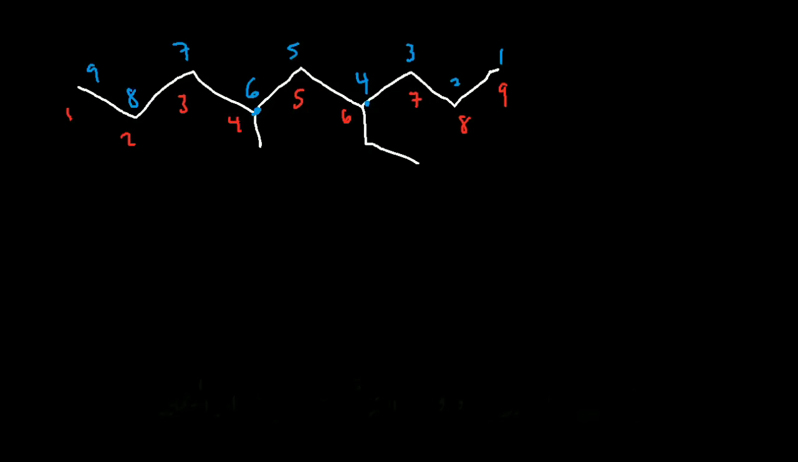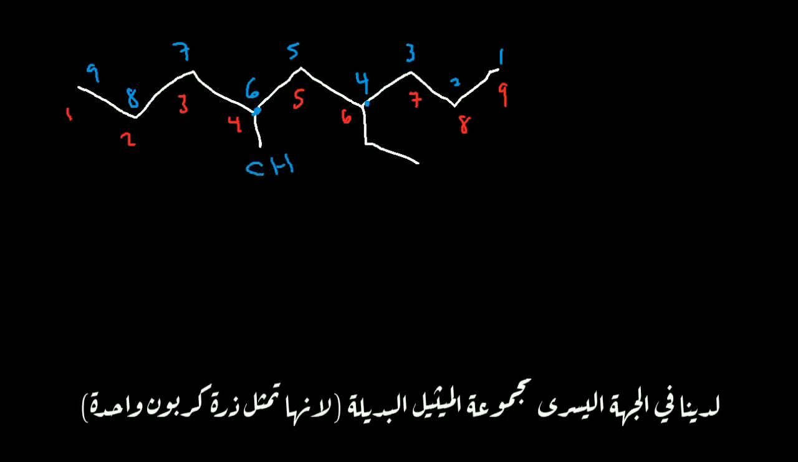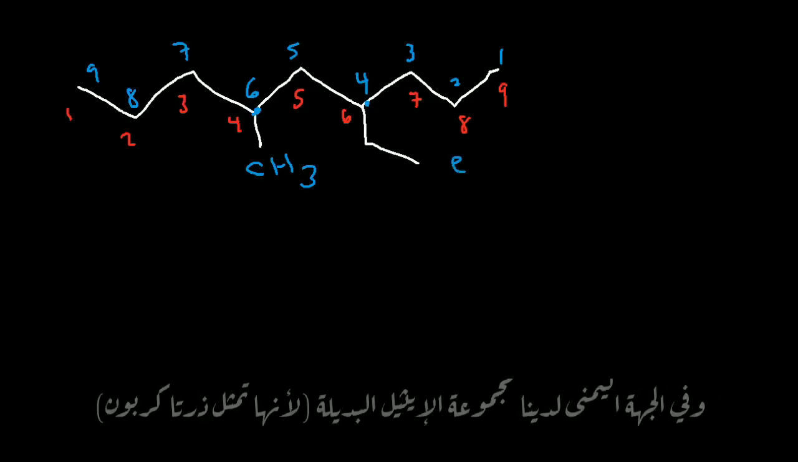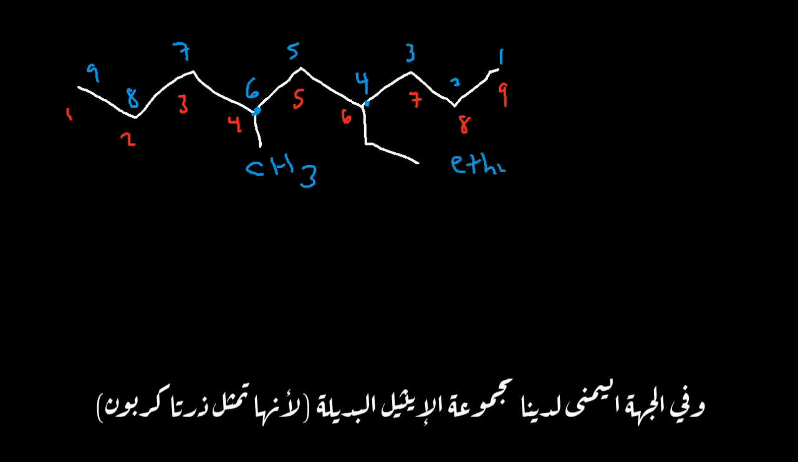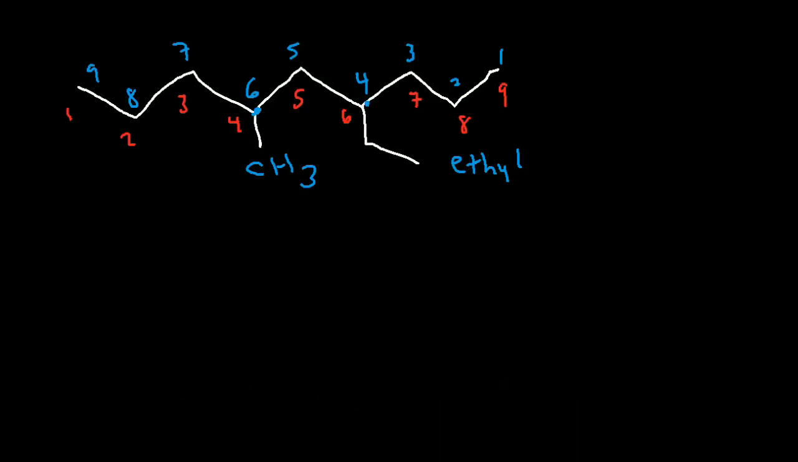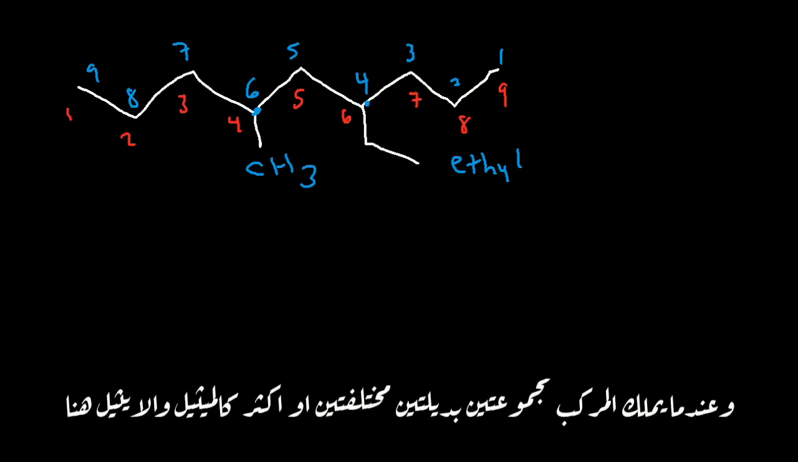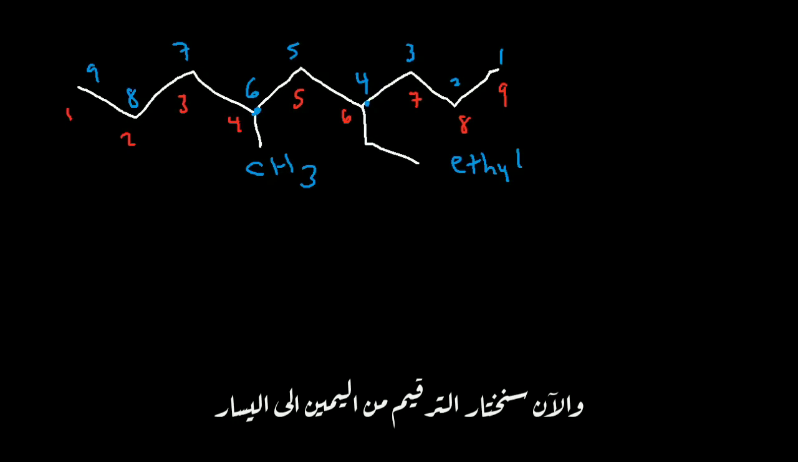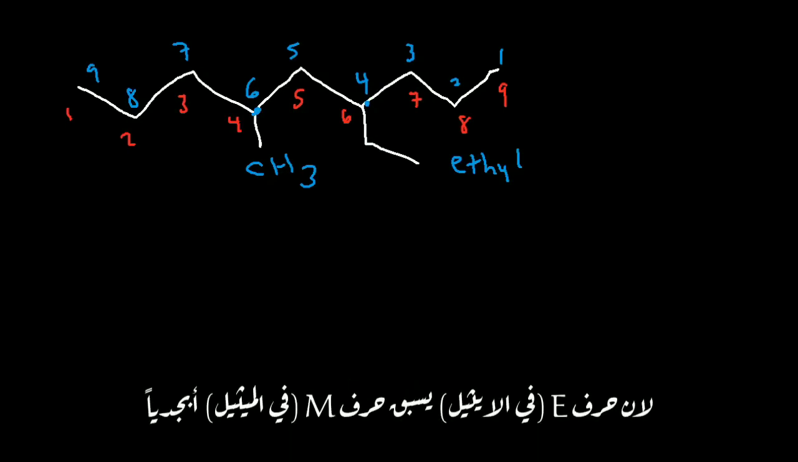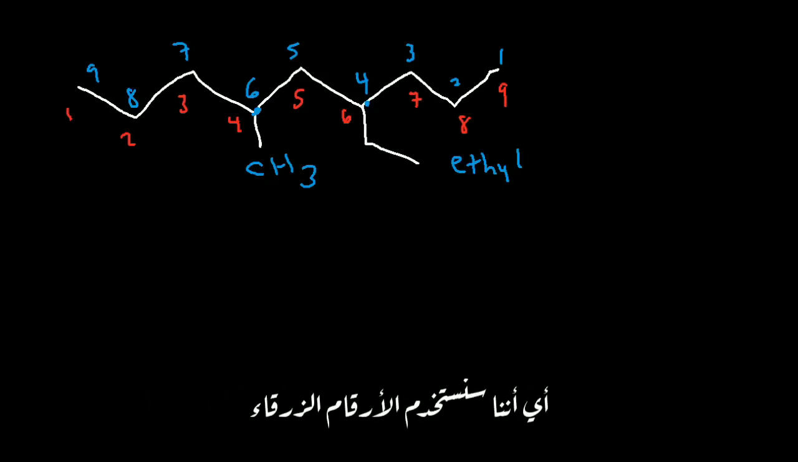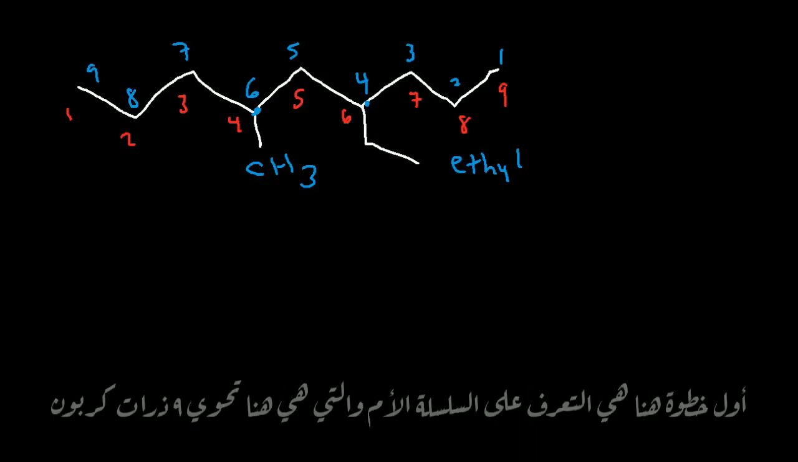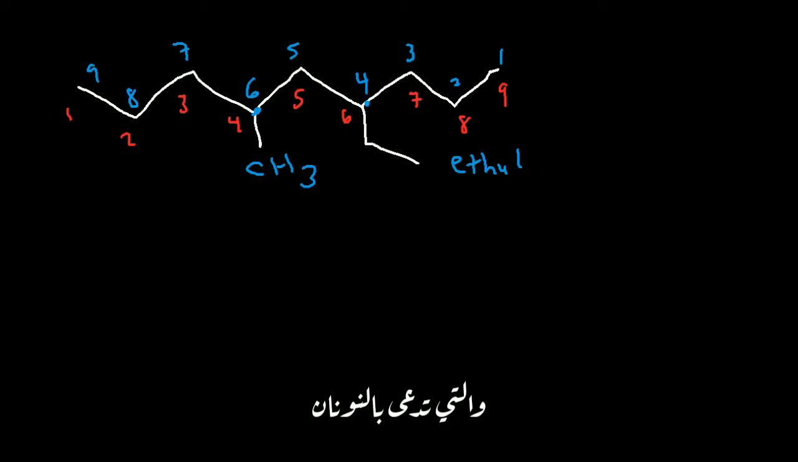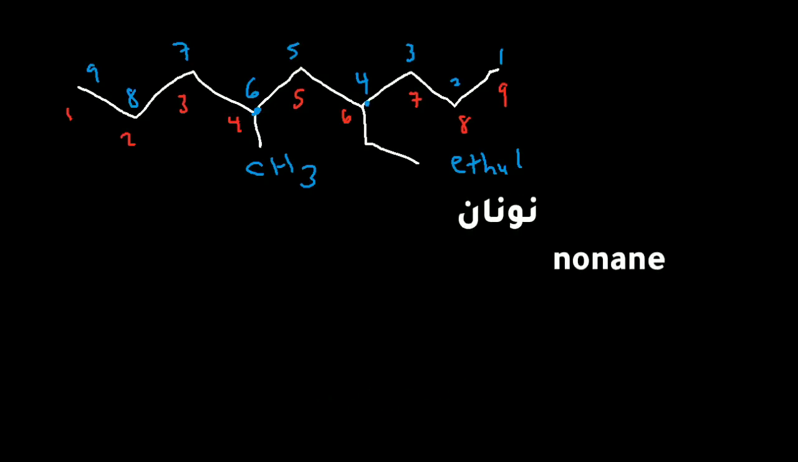Well, on the left side we have a methyl, and on the right side we have an ethyl. Now, whenever you have 2 or more different substituents, you want to alphabetize them. So we want to start counting from the right side to the left because E comes before M. So we're going to use the blue numbers. So first we need to identify the parent chain, which has 9 carbons. So we're going to call it nonane. Nonane represents 9.